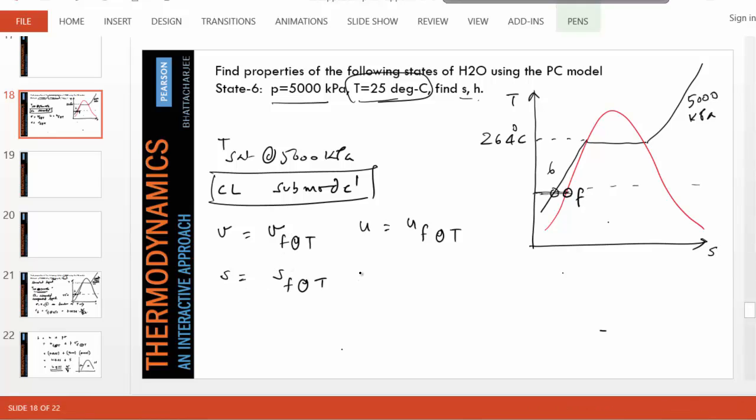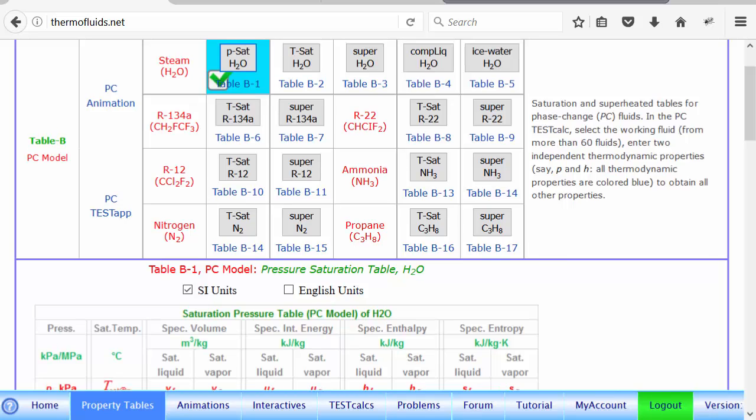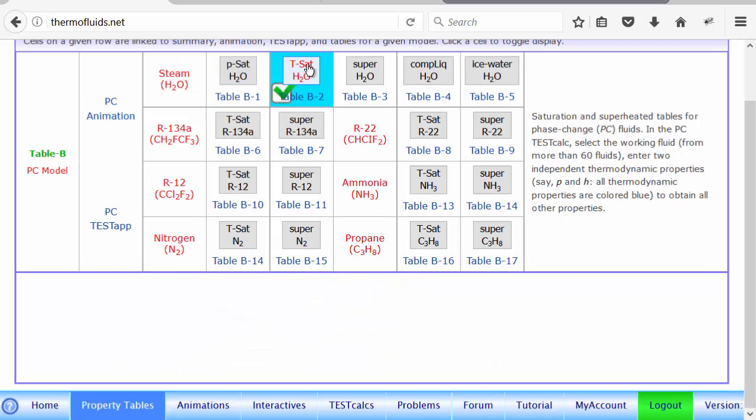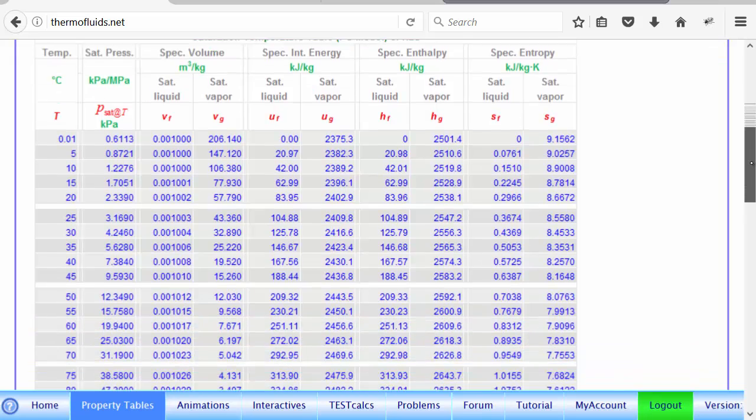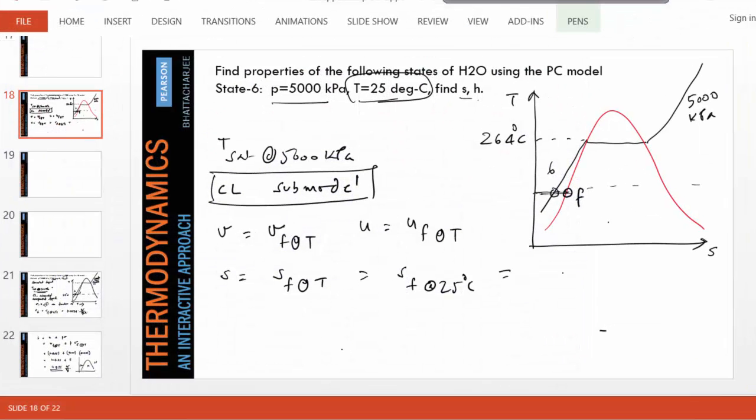So then what will be s? s will be sf at 25 degrees Celsius in this case. We can go back to 25 degrees Celsius, which means it will be better to open up the temperature saturation table, and we can go to 25 degrees Celsius and pick up the entropy, sf, which is, as you can see, 0.3674. So 0.367 will be our answer, approximately.